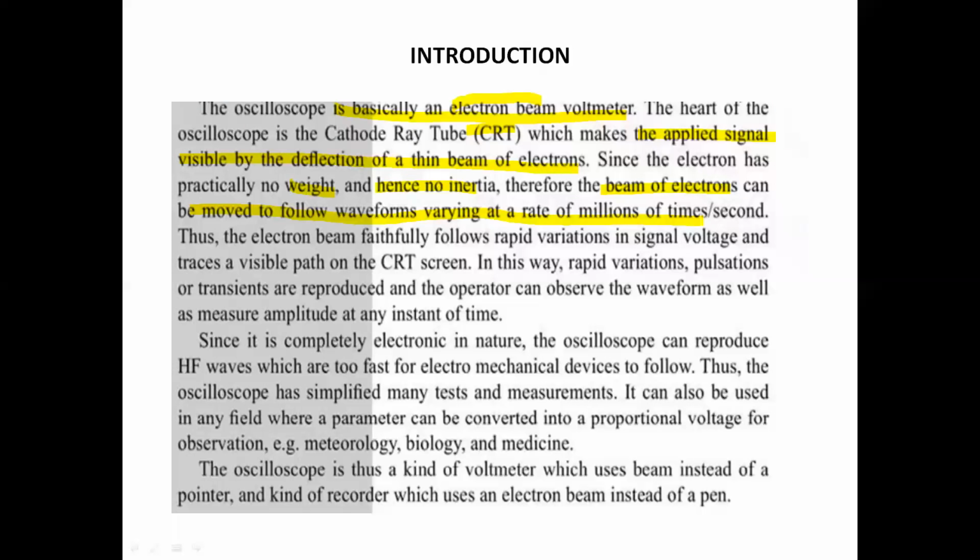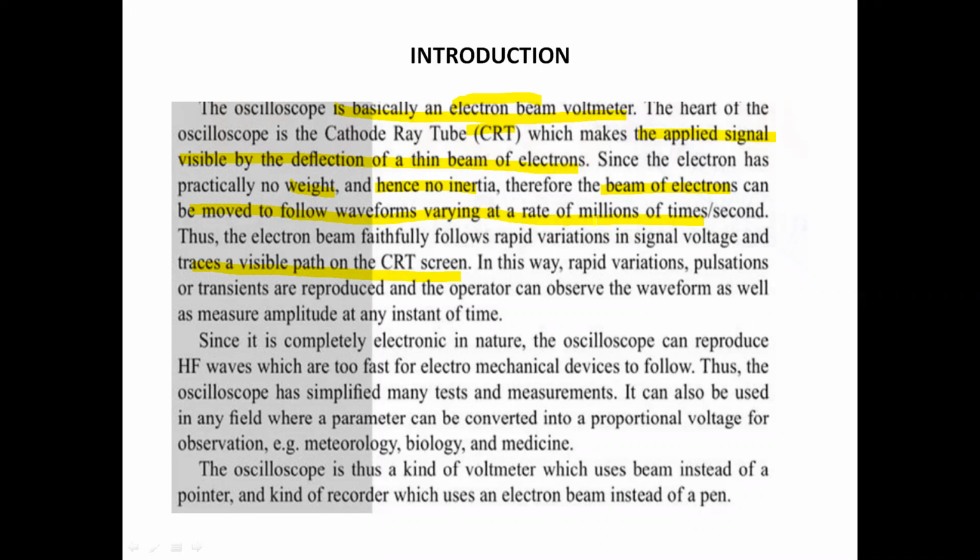Here the electron beam faithfully follows rapid variations in signal voltage and traces a visible path on the CRT screen. When we use a cathode ray tube, these lightweight and inertia-less electrons follow a visible path on the CRT screen according to the variations in the signal voltage. How? I will explain when I explain about the CRT. First, go through this theory part.